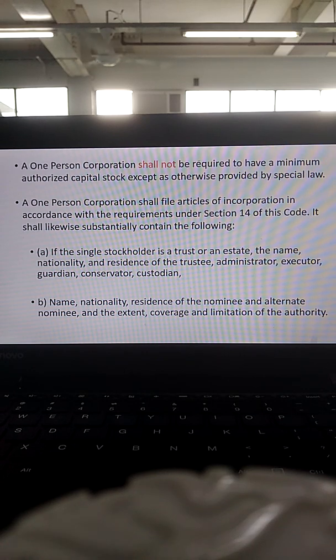Okay? So first, if the single stockholder is a trust or an estate, then the name, pangalan, nationality, and residence of the trustee, administrator, executor, guardian, conservator, and of course custodian. You need to include that. So that's mandatory. Second is that you need to include the name, the nationality, the residence of the nominee and alternate nominee, and the extent, coverage, and limitation of the authority. Okay?